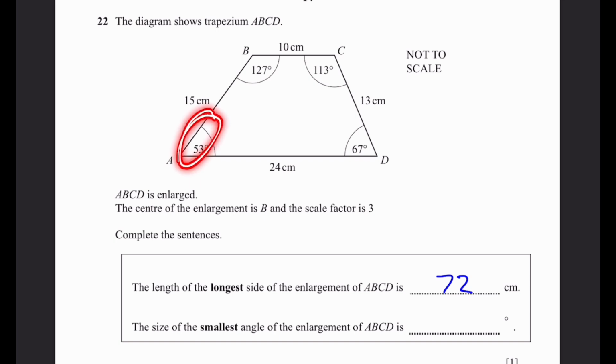The smallest angle is 53 here. But even if we enlarge it 10 times, not just 3, or even 100 times, the angle will not change. Only the side lengths are going to change. So it's still 53 degrees.